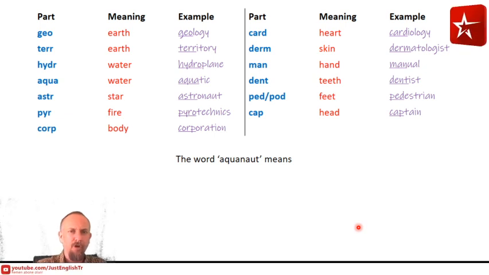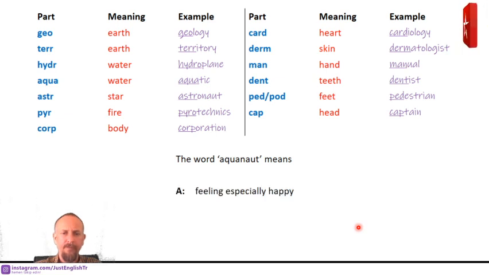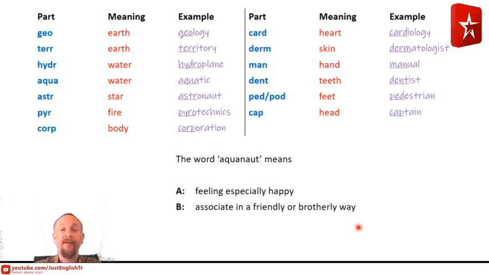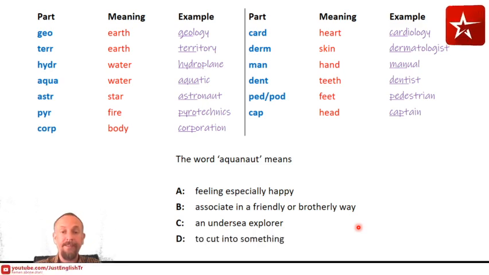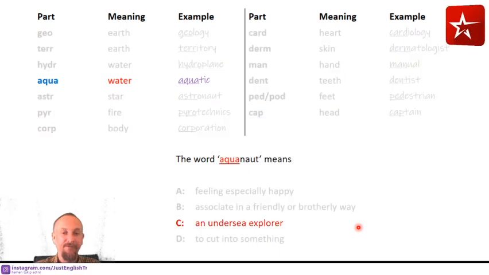Ooh, a slightly more complicated one. An aquanaut. A, feeling especially happy. B, to associate in a friendly or brotherly way. C, an undersea explorer. Or D, to cut into something. Jada straight in there with C. Berkan C. Özge, we don't have a V, but maybe next week I'll put one in for you. C, C, C. Well done, everybody. C, an undersea explorer, an aquanaut.